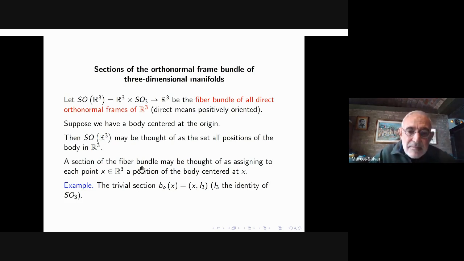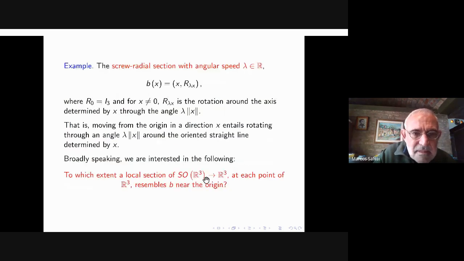And a section of the fiber bundle may be thought of as assigning to each point x in R3 a position of the body centered at x. For instance, the trivial section B0 is x goes to x, the identity, that is the position I assign at the point x is just translating the body from the origin. This example is the one I made a few minutes ago with the potato.